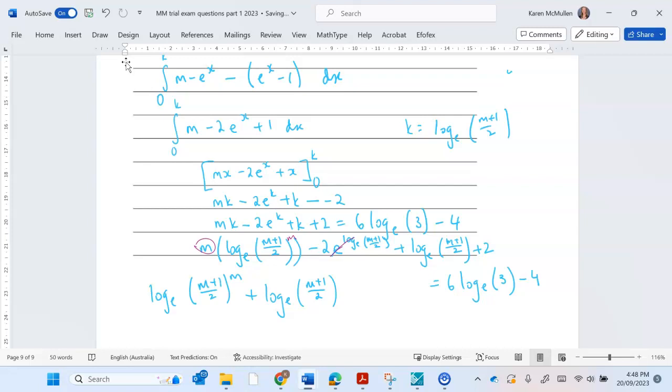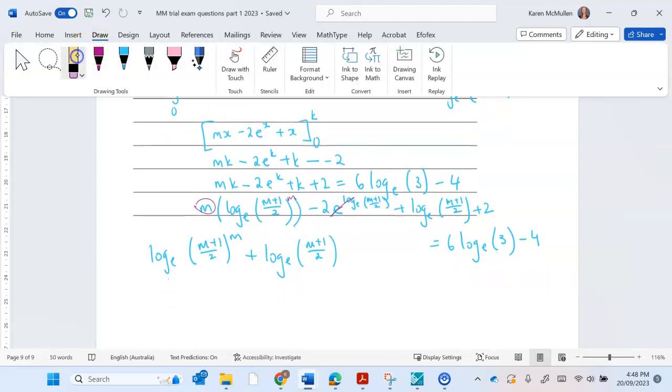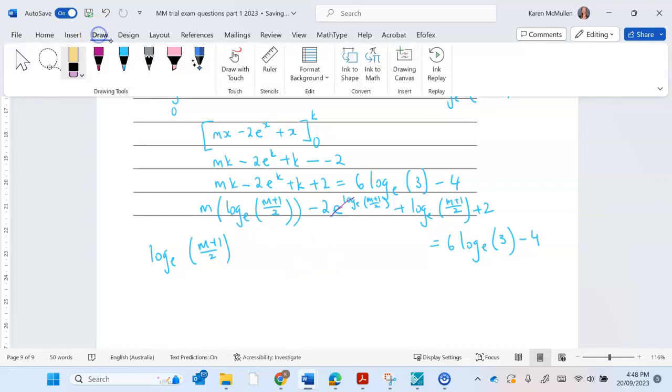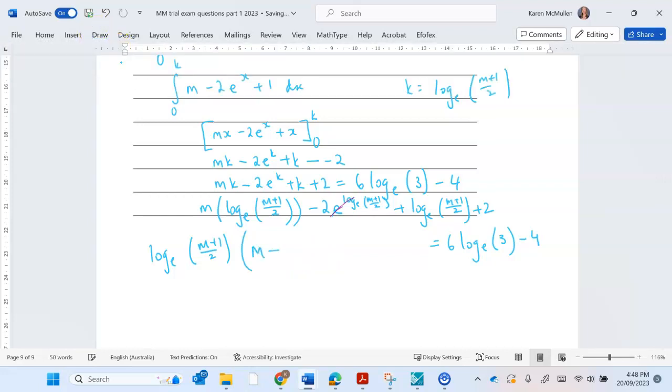Now I'm thinking I should have had a common factor. Alright, I'm going to change that. So we're going to have log base e as a common factor times m plus 1. Alright, so that's going to get rid of my log. Well, not get rid of them, but I've dealt with them. Alright, and then we've got this minus 2 times (m plus 1) over 2, and then we've got a plus 2 here. Just tidying things up a little bit.